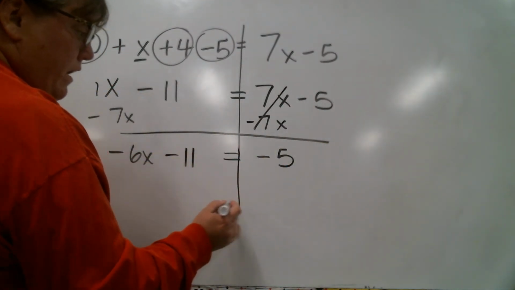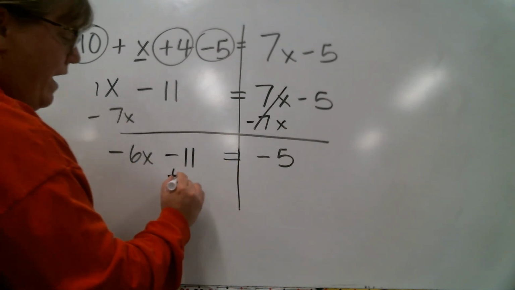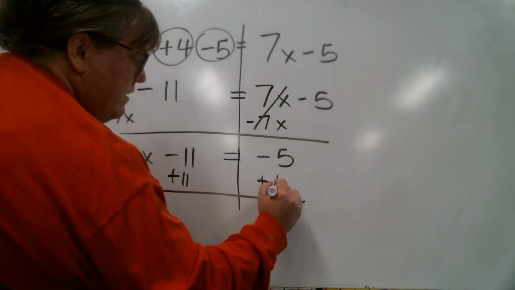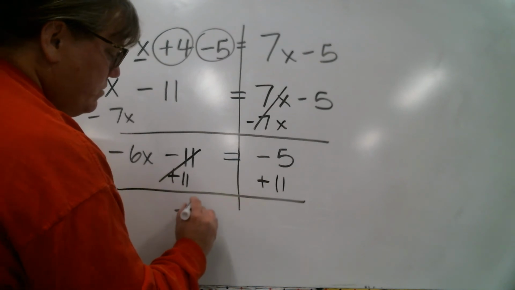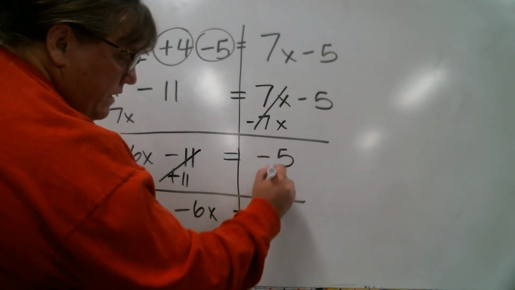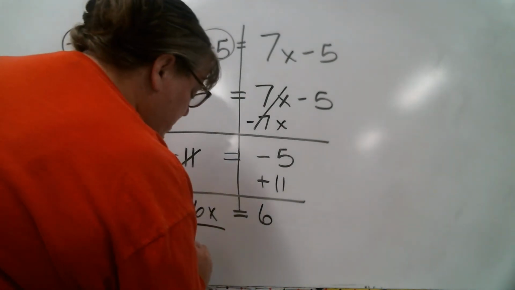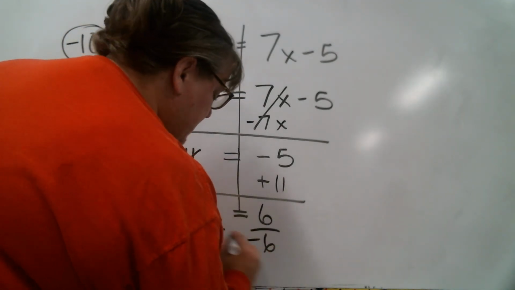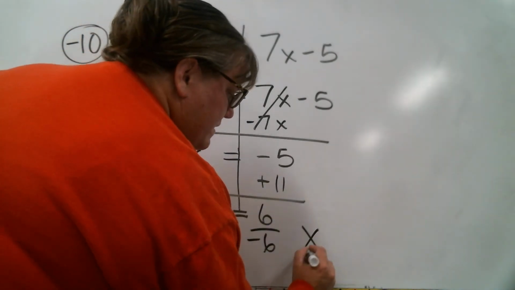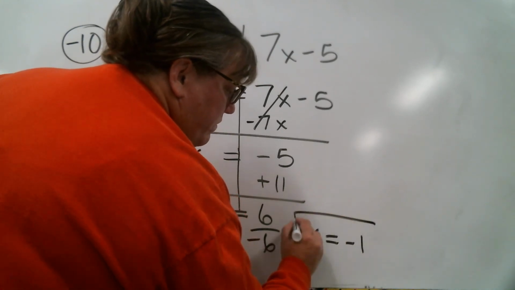Okay. And then I solve it just like normal. I'm going to add 11 to both sides. So I've got negative 6x equals positive 6. And when I finish it by dividing by negative 6, I'm going to end up with x equals negative 1.